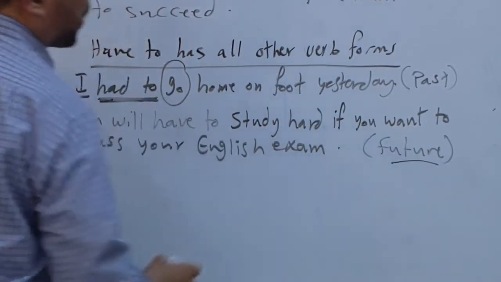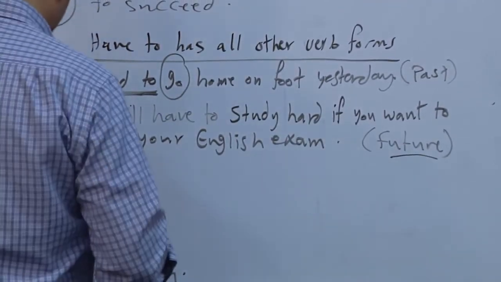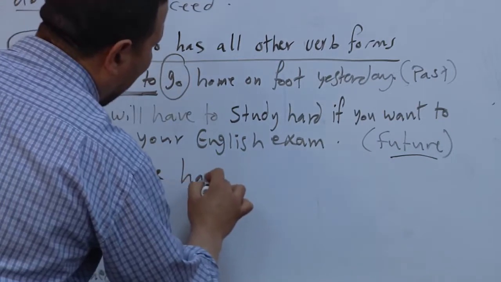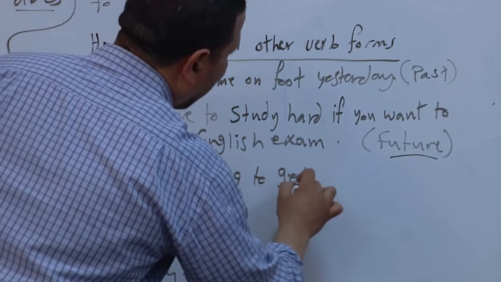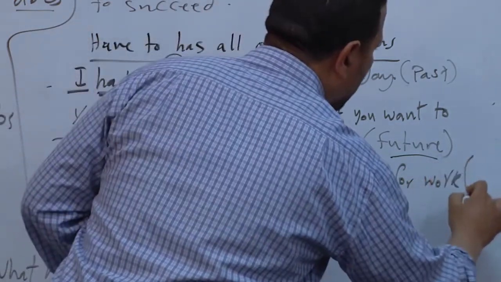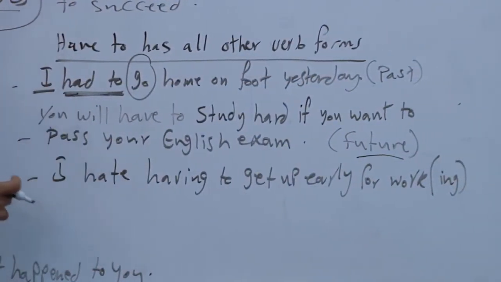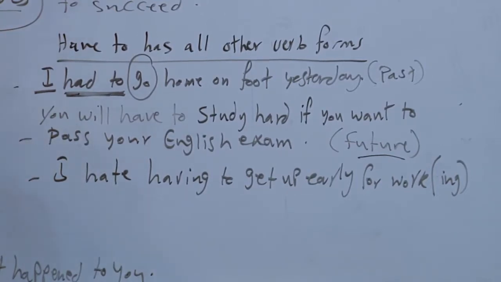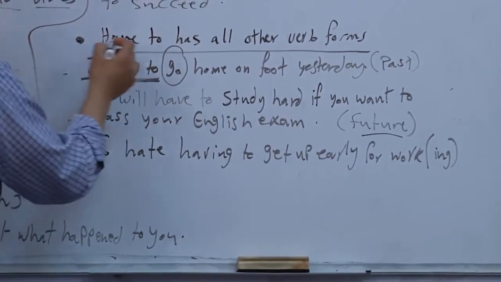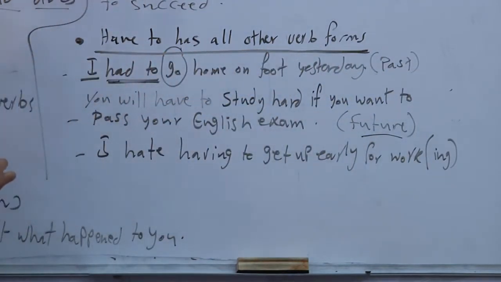The second example expresses a future idea, and I can use, for example, I hate having to get up early for work. So it can be used in the ing form. So this is an ing form. The whole examples are an illustration of this rule. Have to has all other verb forms.